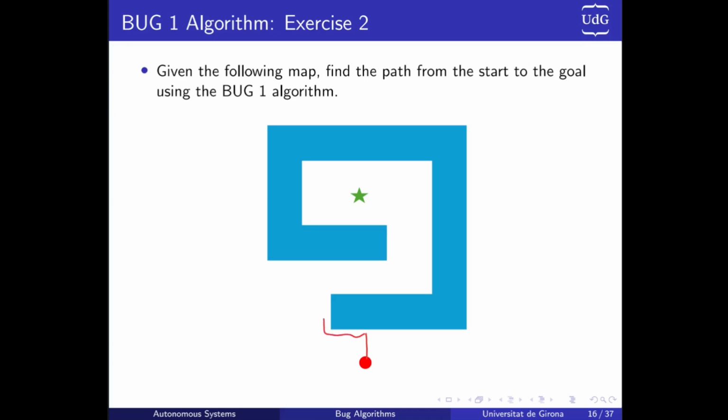We move here. We move here. Now although we have line of sight, we are not jumping. We are following all the perimeter, all the boundary of this obstacle. Here we are super close to the wall, but we are not jumping. Follow all the obstacle.